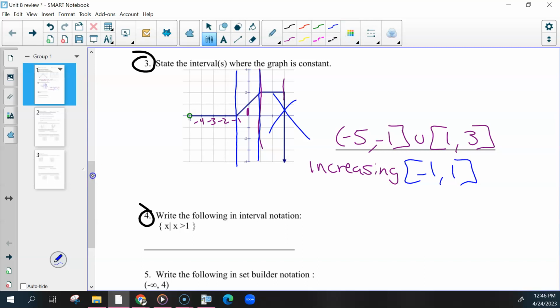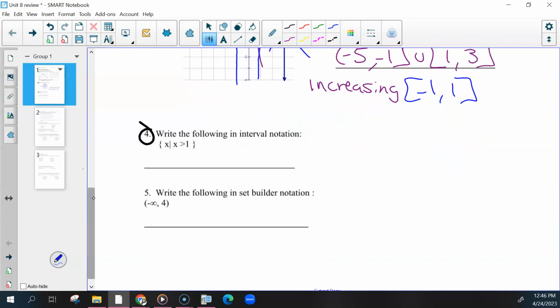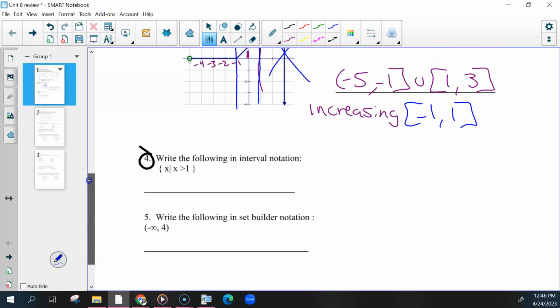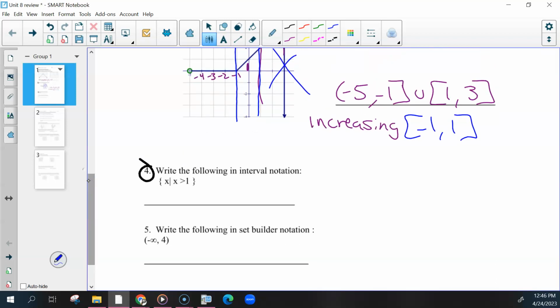Other questions on that before we move on? The square brackets. It depends on what's given. This was open. That's why we use parentheses. Everything else was assumed to be closed. Other questions on that one?